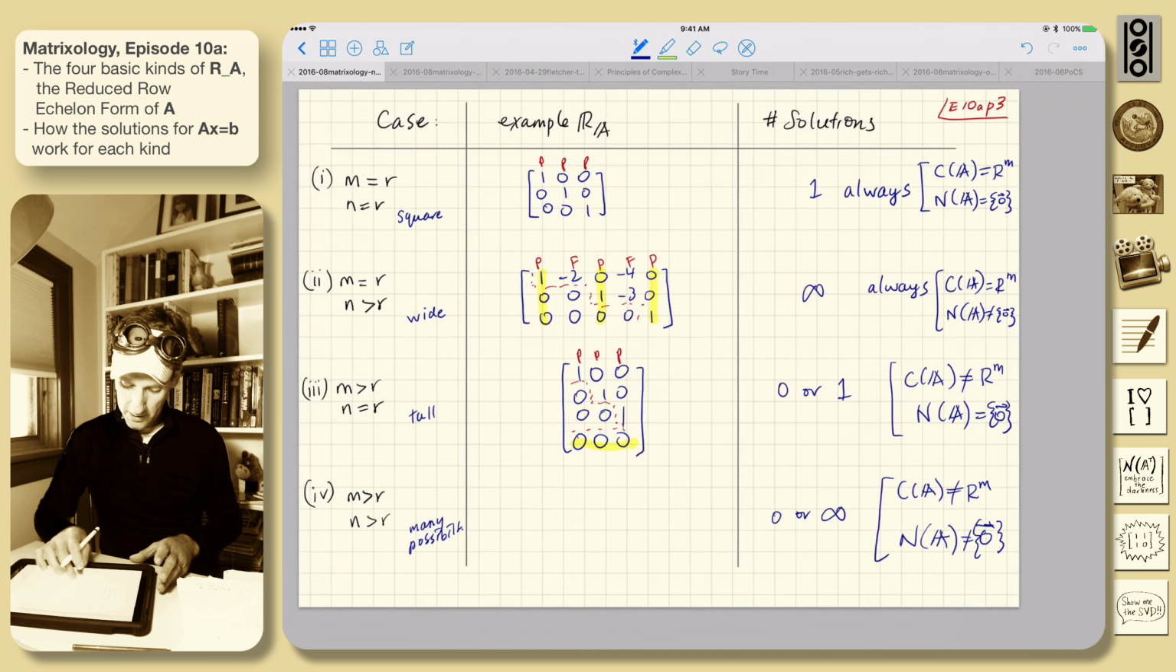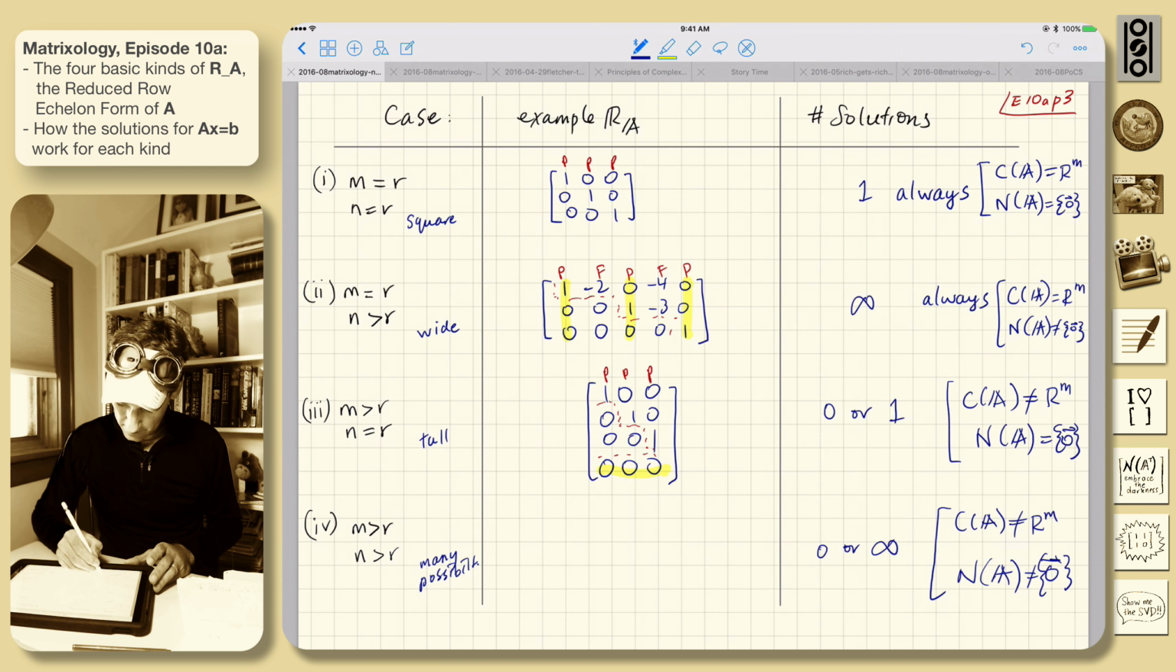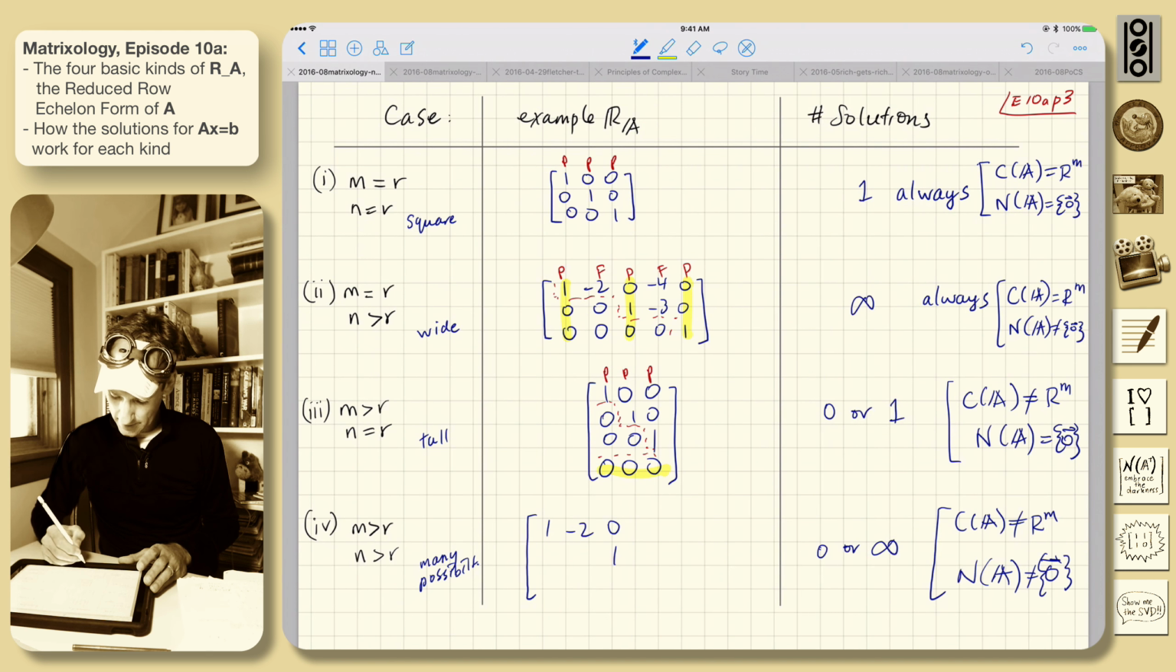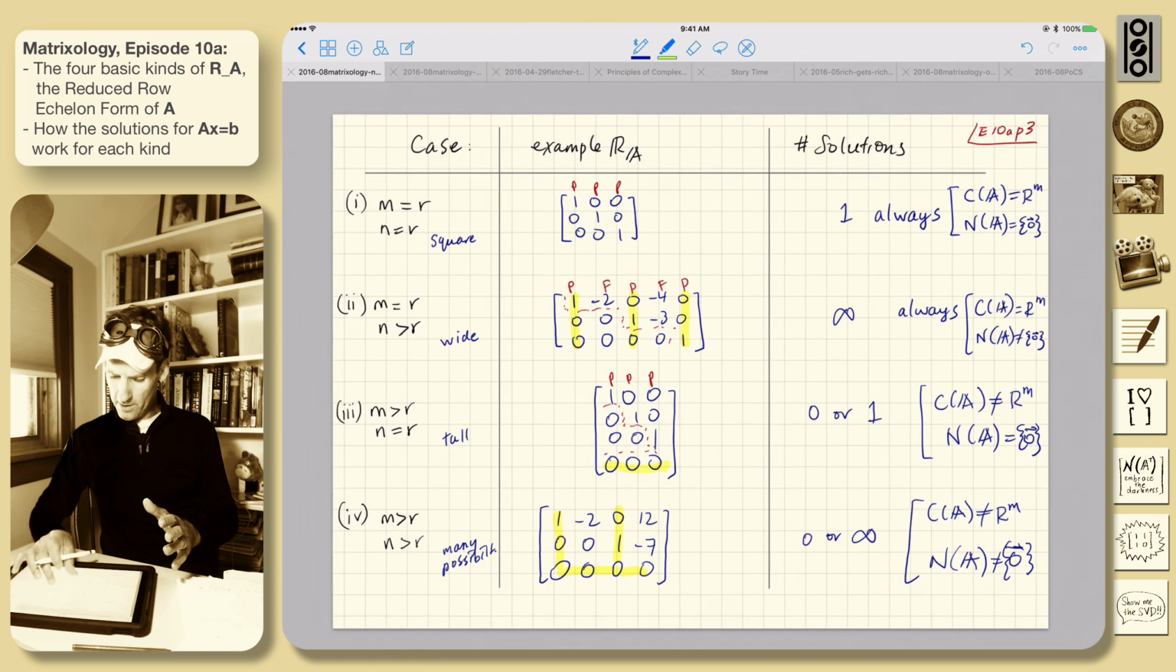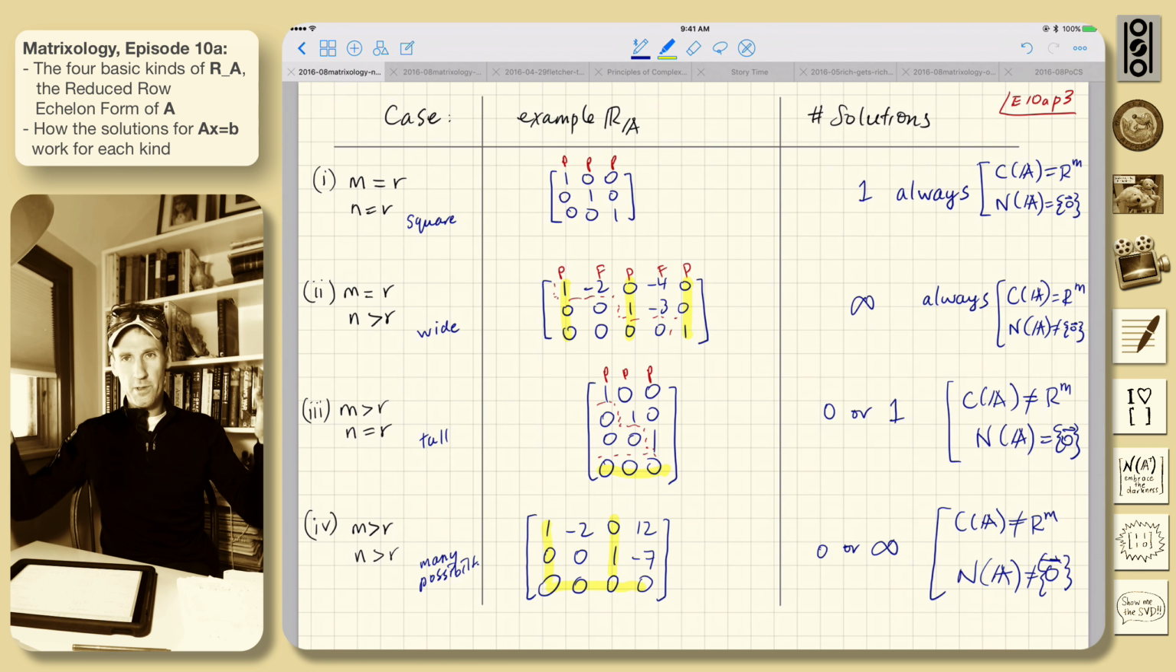Yeah, so here's the last example. I'm just going to put in some numbers again. So 1, -2, 0, 1, and then let's say -7 and 12. 0, 0, 0, 0, 0. So there's a row of zeros and not enough pivots. Okay, so this is right. There's a much deeper story now.